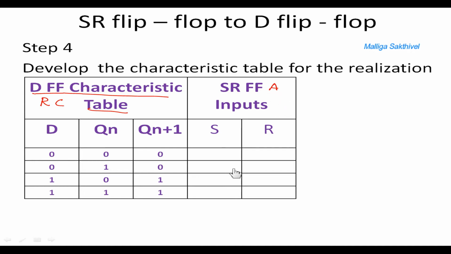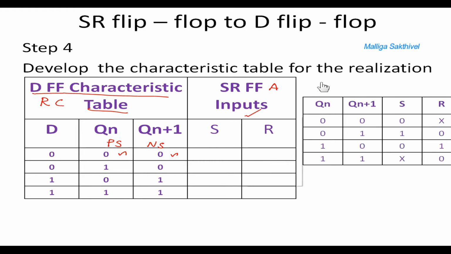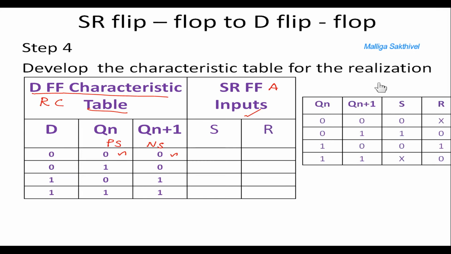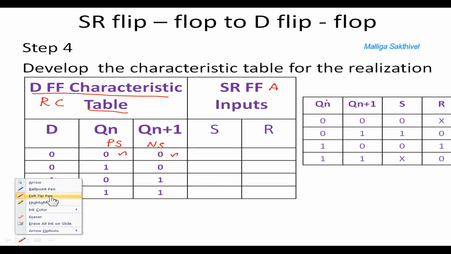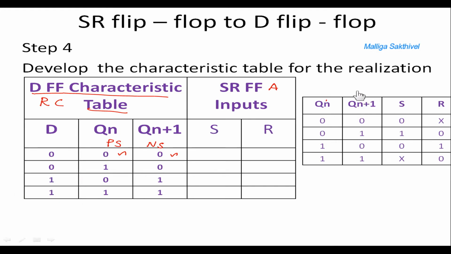So for the available flip-flop, we are going to write down the inputs for this present state and the next state, right? So this is the required flip-flop. For the required flip-flop combinations, we are going to develop the inputs by referring to our excitation table.